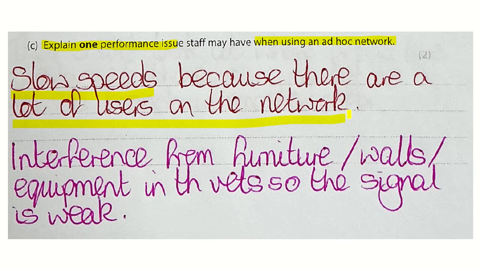As with anything that's Wi-Fi, you can get for your point interference from your furniture and your walls, and in this case it would give you a weak or slower signal, so it would be harder for you to do the work. So this just requires you to know what the performance issues are, which is generally going to be speed or interference.